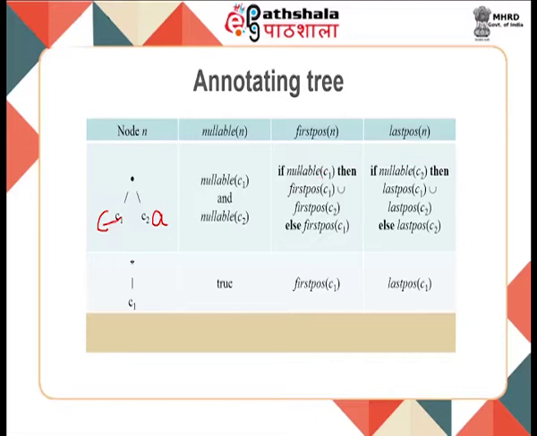On the other hand, for first position, if C1 is nullable, then first position of C1 union first position of C2, else it is the first position of C1 alone. That is, if C1 is nullable, then this node's first position is nothing but union of these 2 first positions, else it is just this first position of C1 alone. Similarly, with last position, I will look at nullable of C2. If C2 is nullable, then last position of this interior node is the union of the last positions of these 2 nodes, else it is last position of C2 alone.